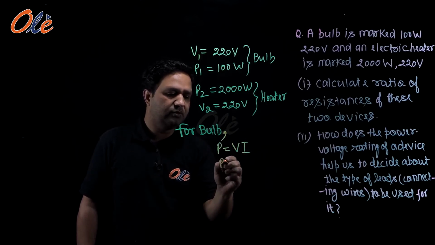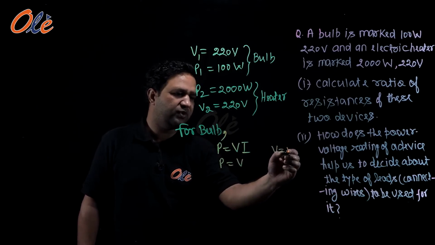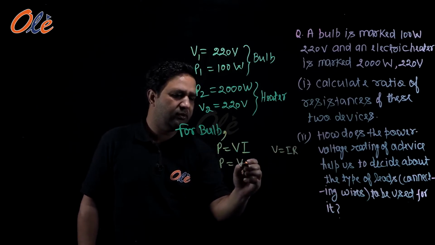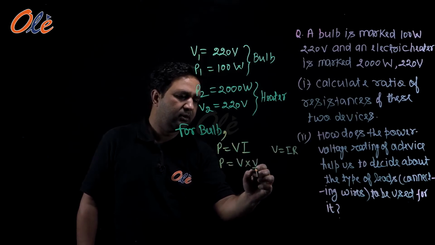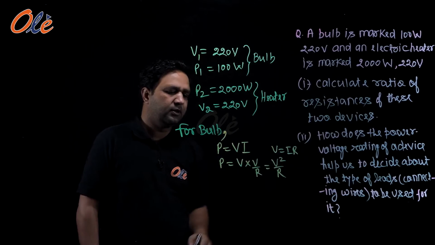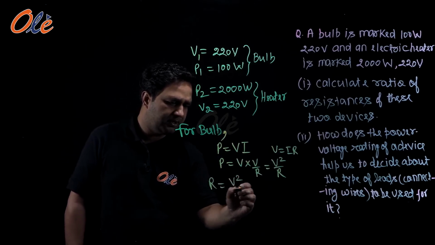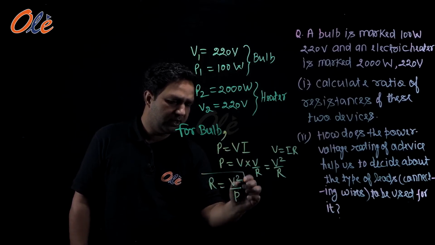सो व्हाट वी कैन डू? P इज इक्वल टू V इंटू I को क्या लिख सकते हैं? ओम्स लॉ से V इज इक्वल टू I R, सो I इज इक्वल टू V अपॉन R. सो दिस विल बिकम V स्क्वायर बाई R. ओके, सो R इज इक्वल टू V स्क्वायर अपॉन P, है ना. ये फार्मूला हमें मिल गया, इससे हम निकाल सकते हैं.